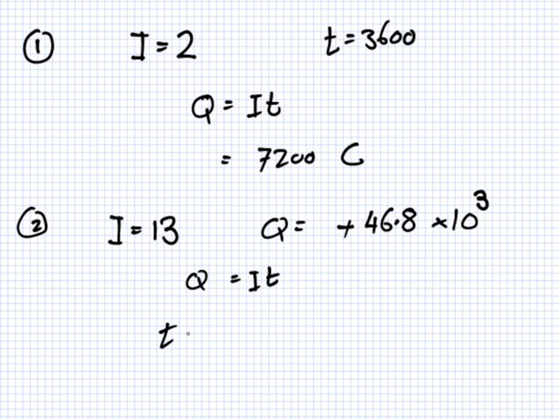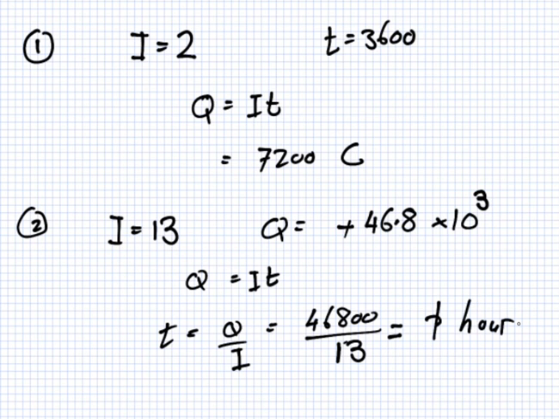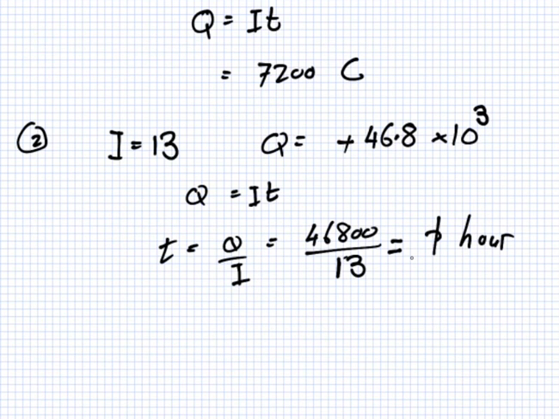An electric heater requires a current of 13 amps, and the charge is minus, because of the electrons, 46.8 kilo. What's the time? So if I use Q equals IT, I don't really need the minus here. The T is Q over I, which would be, let me see, 46800 over 13. What's that?